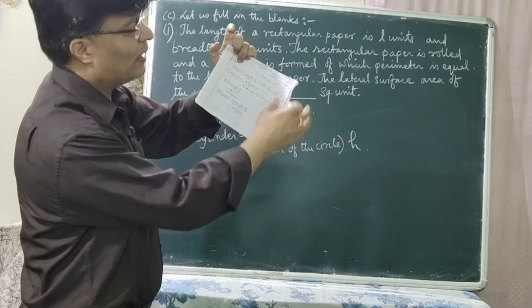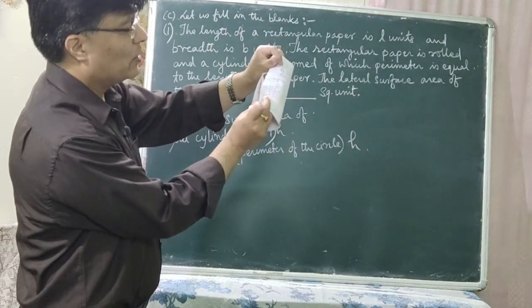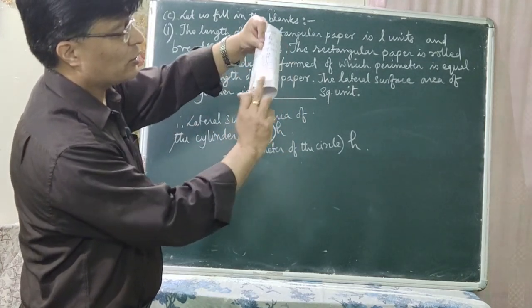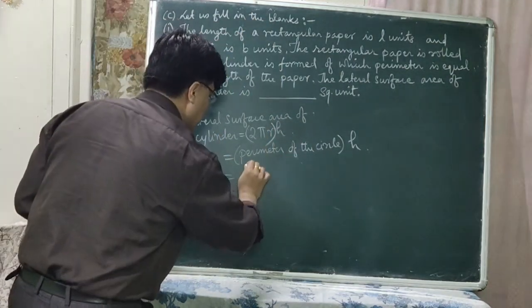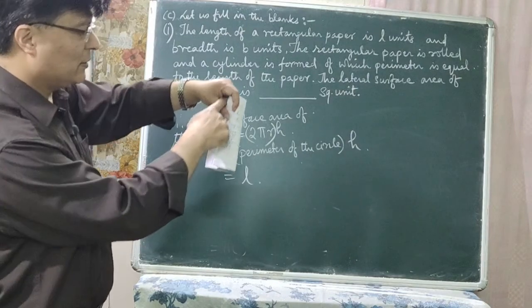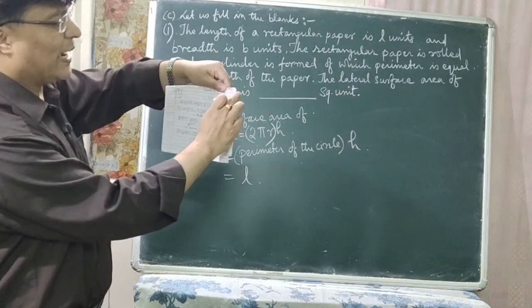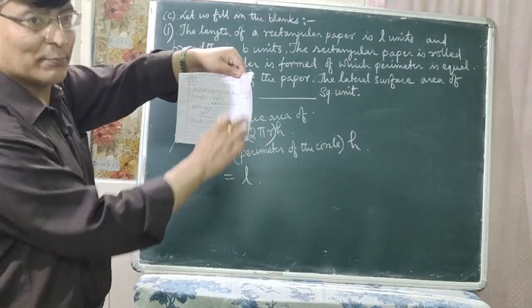किनभने यो लेन्थ चाहिँ L भएपछि यसलाई रोल गर्दाखेरि यो जुन चाहिँ सर्कल छ यो पनि कति भयो? L नै भइगयो. भनेपछि हामी के लेख्छौँ? पेरिमिटर अफ द सर्कल के लेख्छौँ? L. अनि हाइट चाहिँ के भयो? दिस इज द हाइट. यो चाहिँ हाइट भइगयो. हाइट भनेको ब्रेथ.